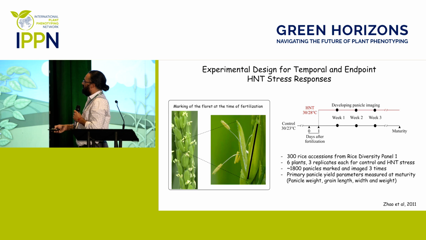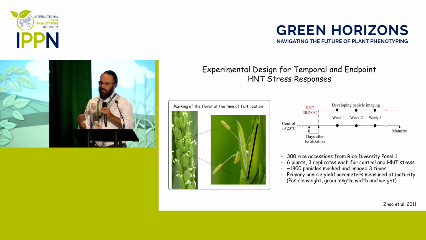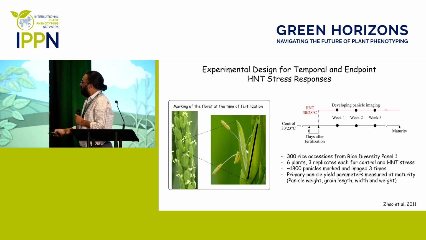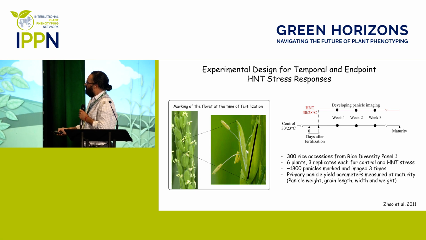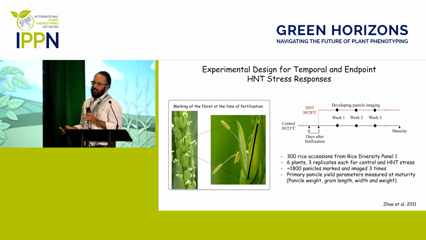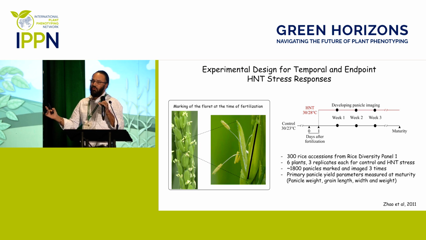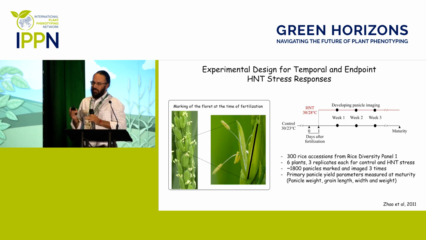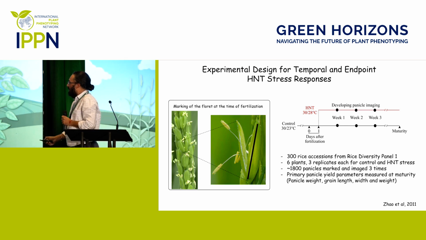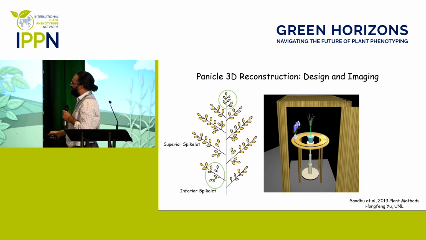Essentially, it's 30-degree daytime and 23 for night, versus 30-degree daytime with night temperatures increased by 5 degrees, so between 4 and 5 degrees given the greenhouse's control. We wanted to capture the dynamics of panicle development, so we imaged the panicles 3 times, week 1, week 2, week 3, depending on when they fertilize. It's a diversity panel, so it goes anywhere from 2 months to 4.5 or 6 months, but we capture the reproductive stage. This is what the animation looks like.